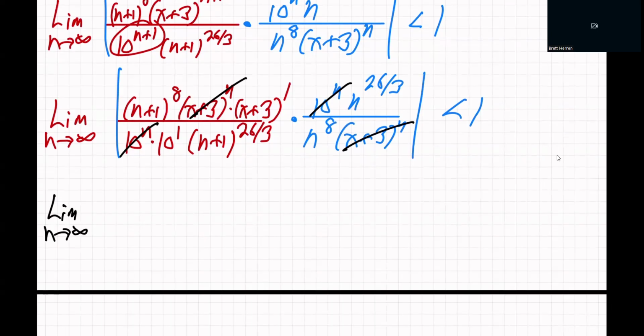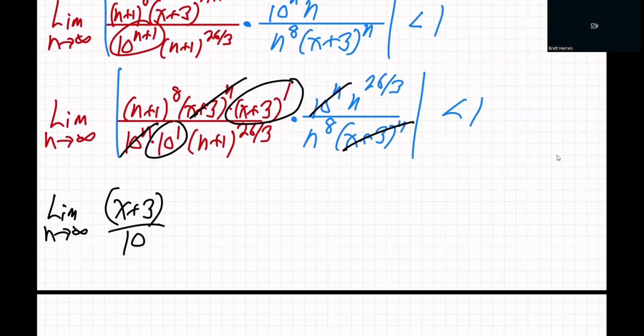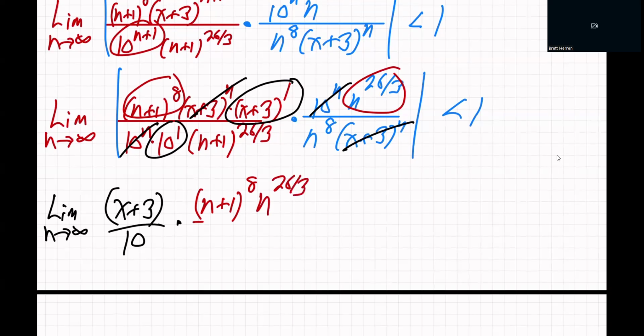All right, so now I'm going to put the x stuff. I'm going to circle or cross out everything so you don't lose anybody. So I'll put x plus 3 up there and 10 down there. Then all the n stuff. So times, we've got all the n stuff: n plus 1 to the 8th, circle that, n to the 26 thirds, over n to the 8th. I'll put this guy over here.